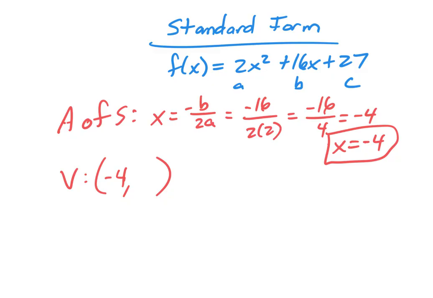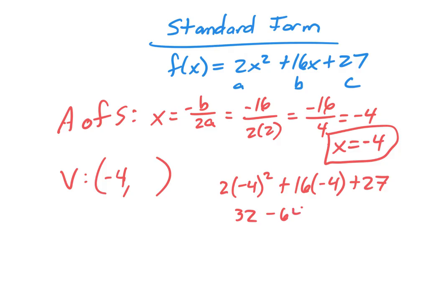Plug it in. Yeah, we have an equation, right? So let's just plug it in. We're going to put -4 in for x. Really be careful of your signs, and that's why I'm using parentheses here, because when I square -4, that becomes 16, a positive 16. So this is really 32 minus 64 plus 27.